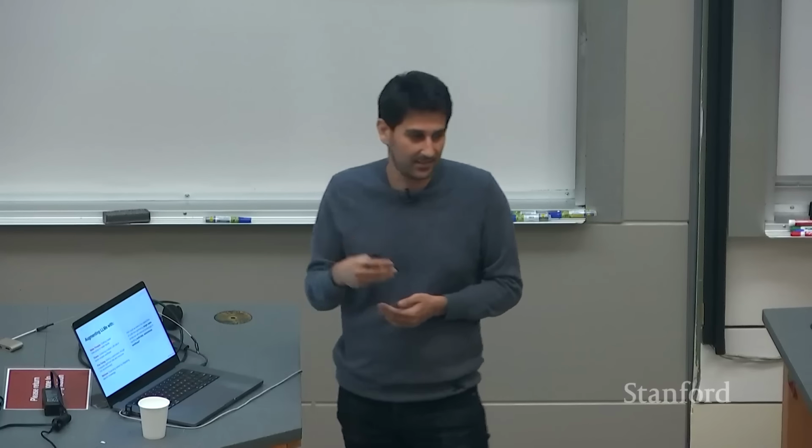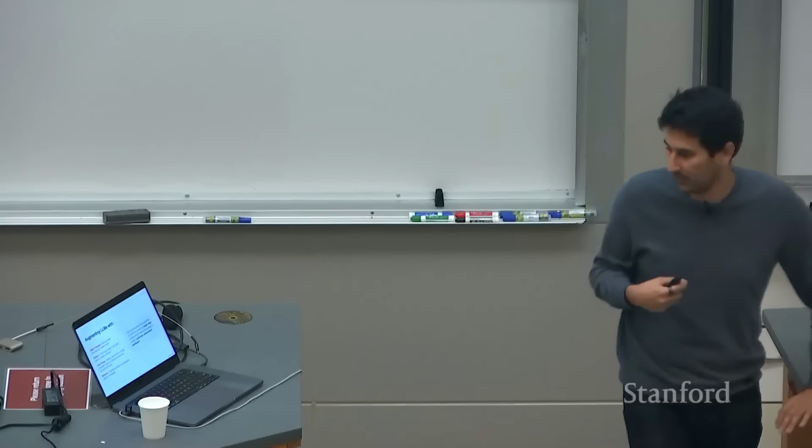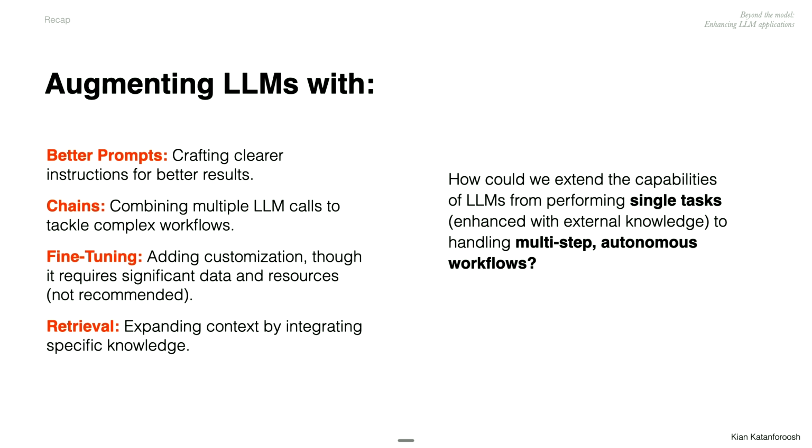The next set of topics we're going to see is around the question of how could we extend the capabilities of LLMs from performing single tasks enhanced with external knowledge to handling multi-step autonomous workflows. And this is where we get into proper agentic AI.